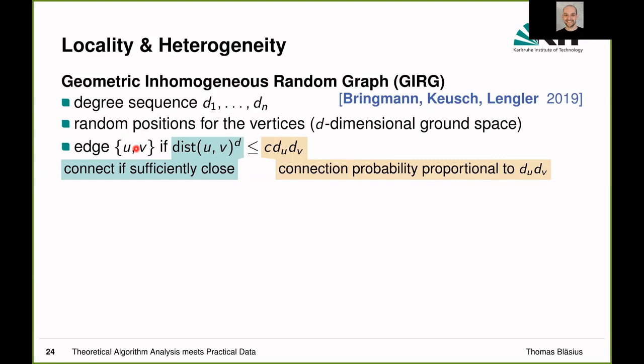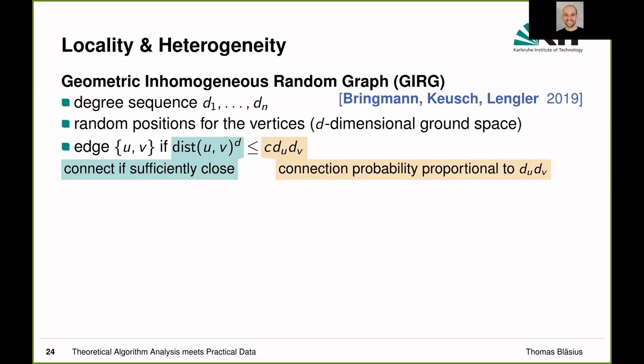And then for every edge, you look at the distance between the two vertices and you look at the product of their desired degrees. If you ignore what's on the right-hand side and only look at the left-hand side of this inequality, I have some kind of normalization with respect to the dimension, but I think it's okay to ignore that for now. So if you just look at the left-hand side, then you have the distance between the two vertices, and this basically says, okay, if the distance between the vertices is sufficiently small, then I connect them. So you get the locality from that, because this is basically just saying I have a geometric model.